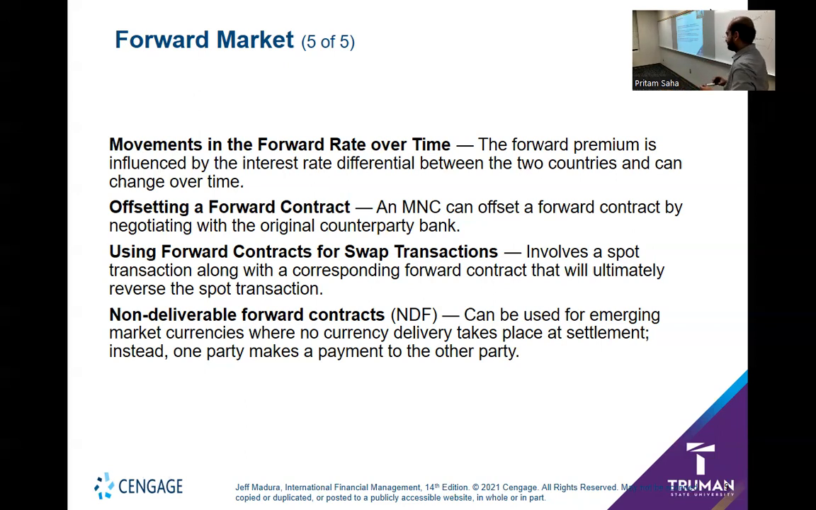Make sense? Any questions so far? Offsetting, swap, non-deliverable, how to set or calculate the forward price, and everything.